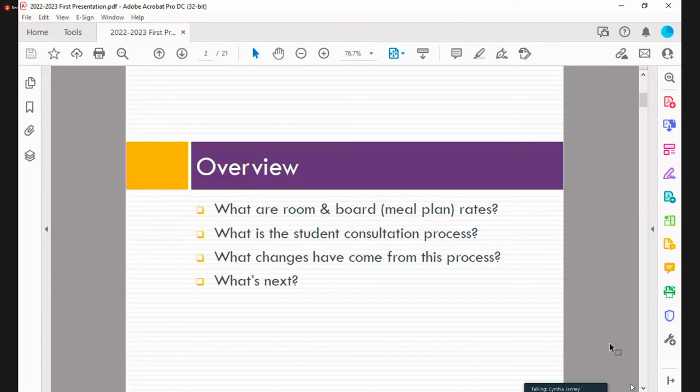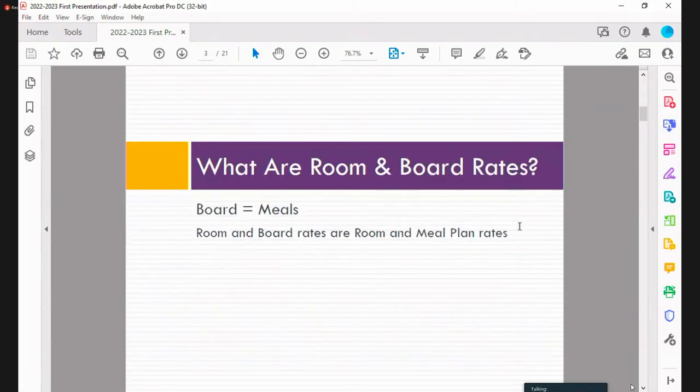What is the student consultation process? We'll talk about how that's defined. We'll talk about what changes have come from this process and then the next step. So room and meal plan rates, that's what we're talking about today.